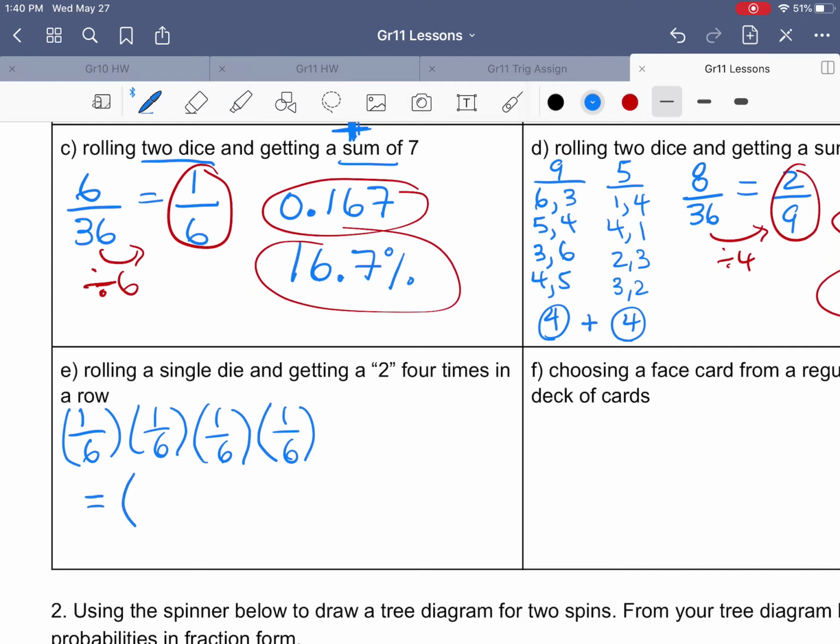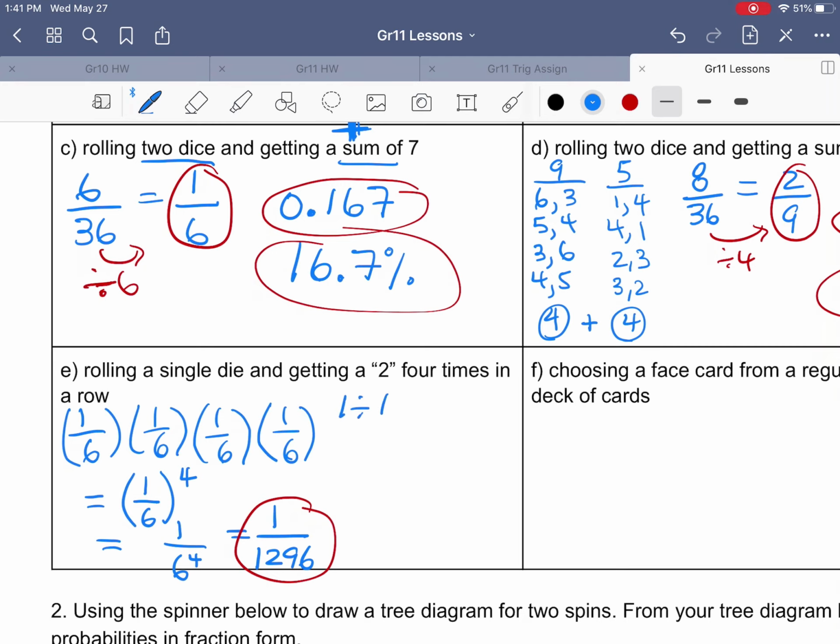This, if we want to simplify it, is the same as 1 over 6 to the power of 4. Okay, and we did our power of a power rule. And 6 to the power of 4 gives us 1,296. So for our fraction, we get 1 out of 1,296. Now our percent, it's going to be very, very small.